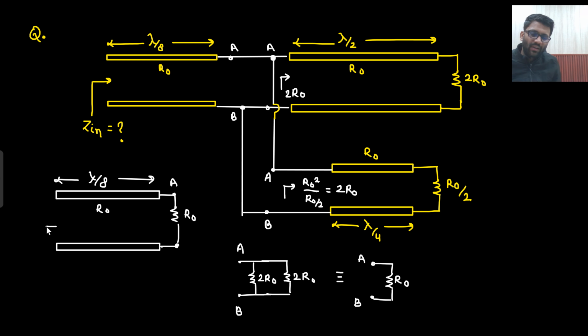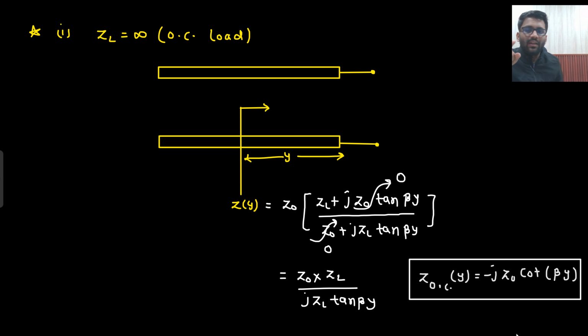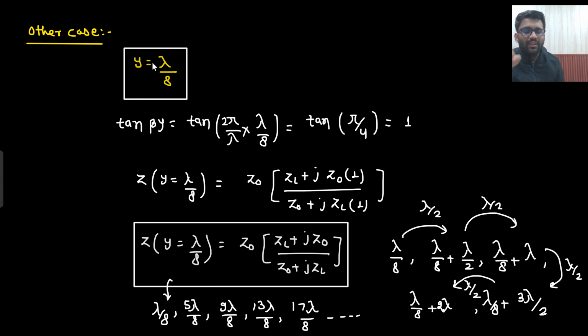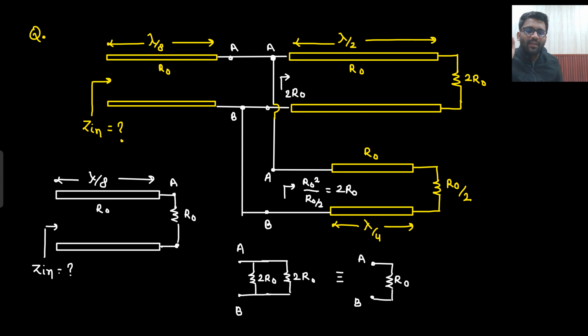And what is the impedance of this line? That is R0 only. And what do you need to write down? Zin. So what will be my Zin for lambda by 8 length? If you don't remember, you can derive it in the examination. But we have already written down the formula for lambda by 8. We just remember that for lambda by 8, tan beta y will be 1. This is what I remember.